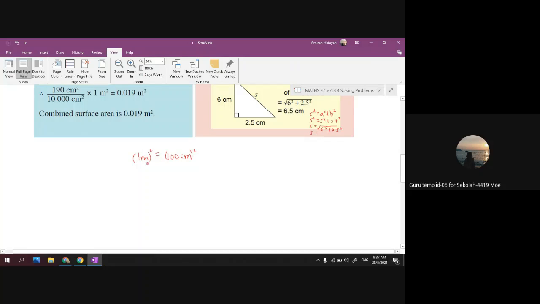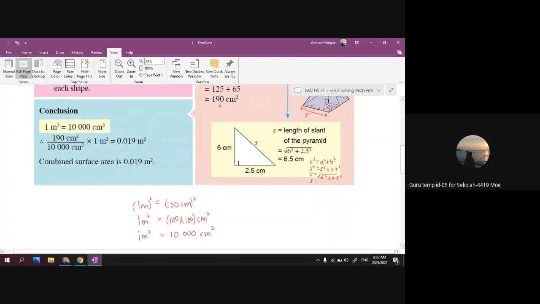So when you already square both sides, okay, so 1 square you will get 1. M square you get M square lah, meter square. And then 100 square you will get 100 times 100. And centimeter square you will get centimeter square. So 1 meter square we get 10,000 centimeter square, right? Okay, so 1 meter square equal to 10,000 centimeter square.